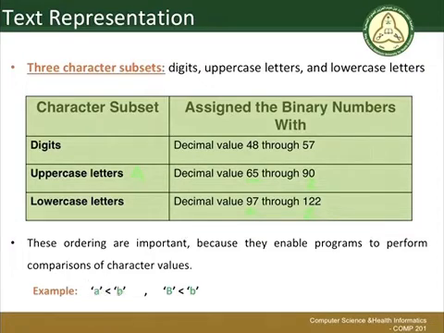That's why the ordering is important and enables programs and programmers to perform comparison of character values, like if A is less than B. So if I want to sort names, I can compare the first letter in the first name with the first letter in the second name, and if the first letter in the first name is less than the first letter in the second name, that means I'm going to put it first in the sorted order.